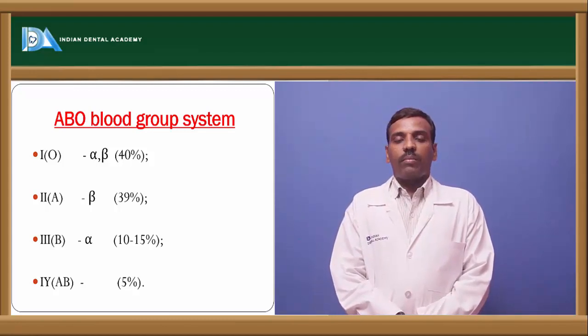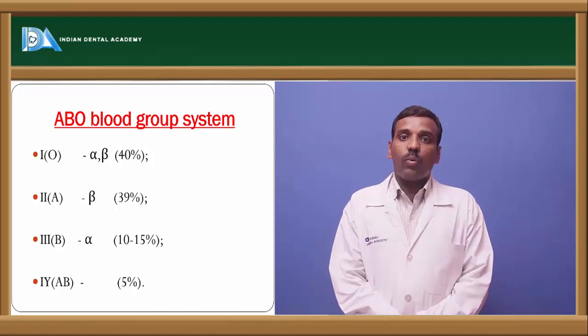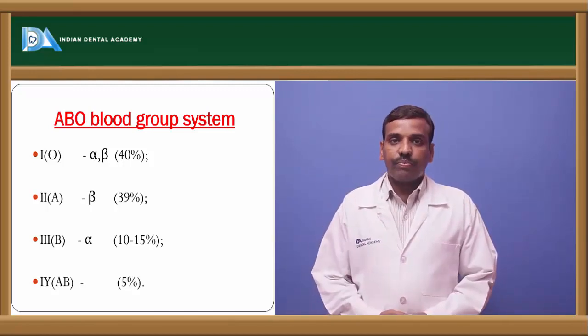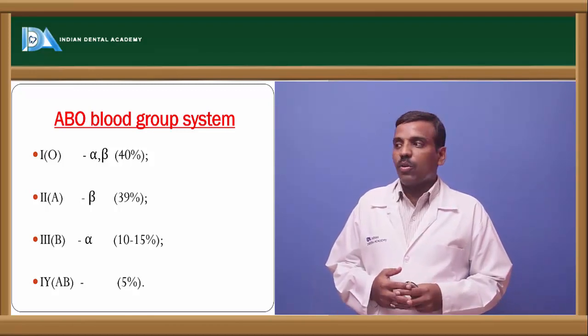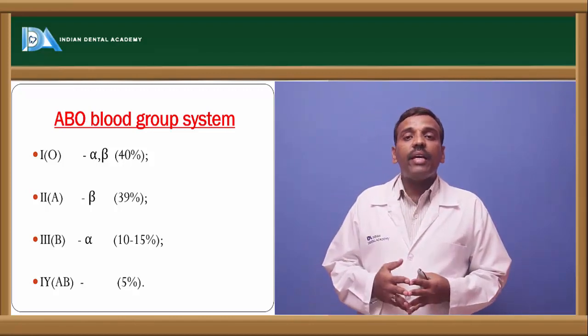ABO blood grouping system. And the second one is the RH factor, which was discovered by Karl Landsteiner and Alexander Wiener, and Alexander Wiener also got the Nobel Prize in the 1930s for discovering this RH factor. And there are types in this ABO blood grouping system: A, B, AB and O.